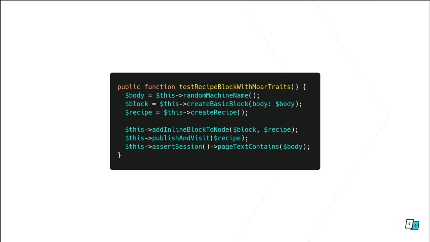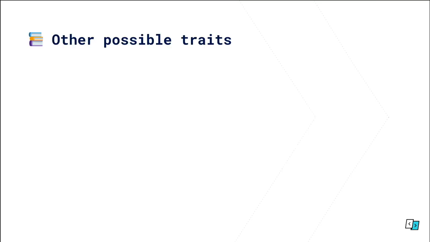So some other possible traits that'll help you to speed things up when you're writing the test. Helpers for every content type or entity bundle that you have. Just makes it a lot easier than remembering all the machine names of the fields that you need to set. If you just have, you know, your IDE can auto-complete all the fields and everything like that.